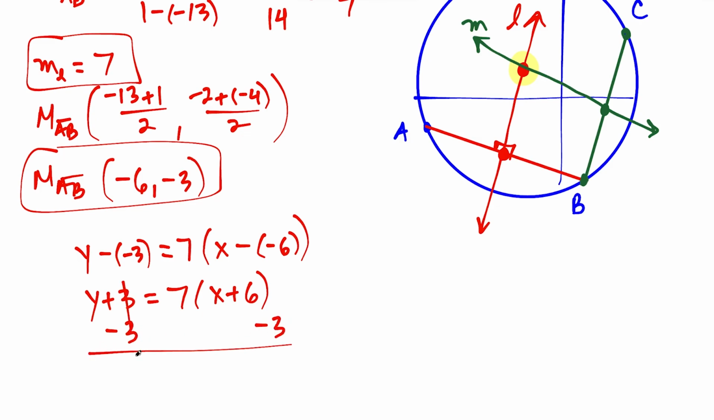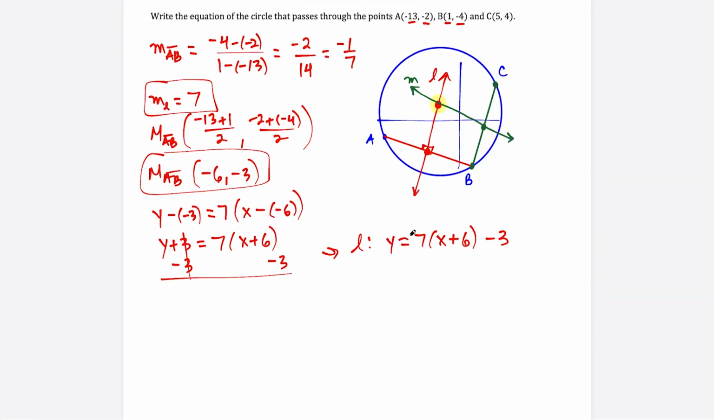And this is going to give us our equation of line L. So we could say that line L, the equation is going to be y equals 7 times (x plus 6) in parentheses, and then -3. So now we repeat this process, but we're going to apply this to line segment BC.